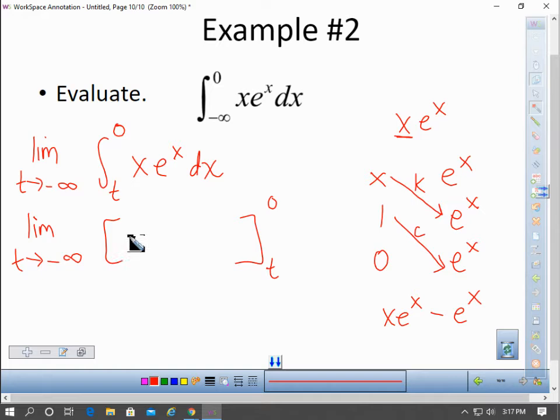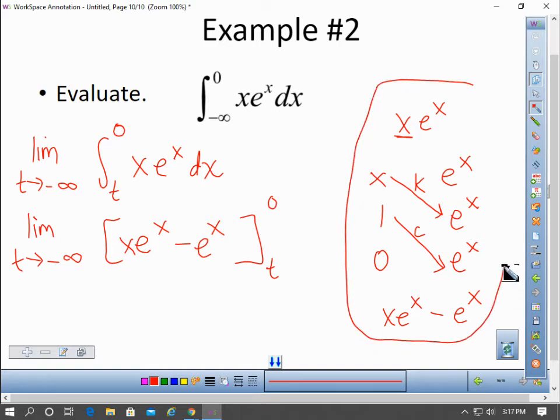All right, so x e to the x minus e to the x. That's our antiderivative. Okay, so what I did to find the antiderivative is what we already learned to do. Right, we learned how to do ultraviolet voodoo. Okay, and the tabular method is easy to use when one of your functions is a polynomial, and the other thing is easy to do the antiderivative of.